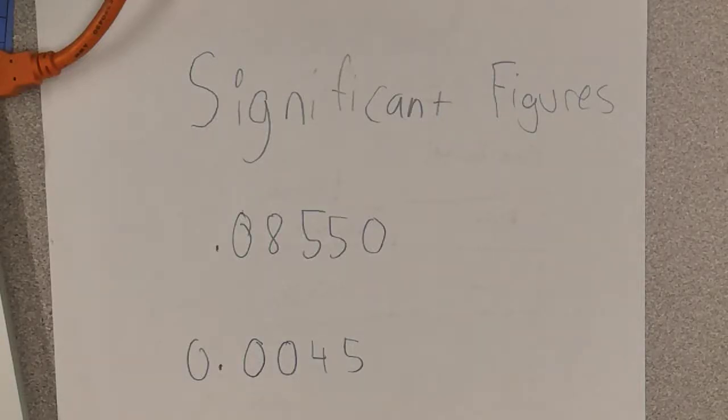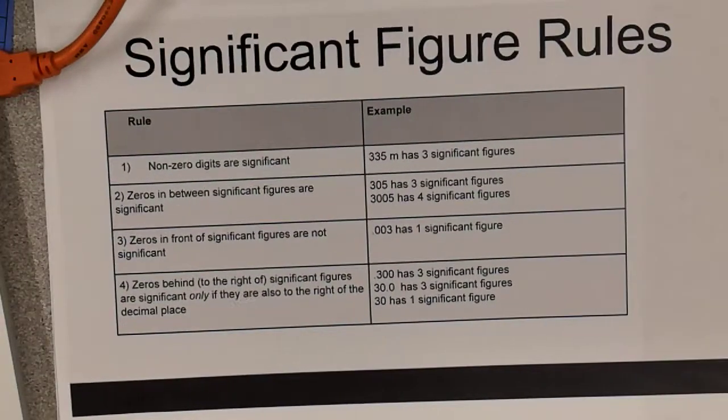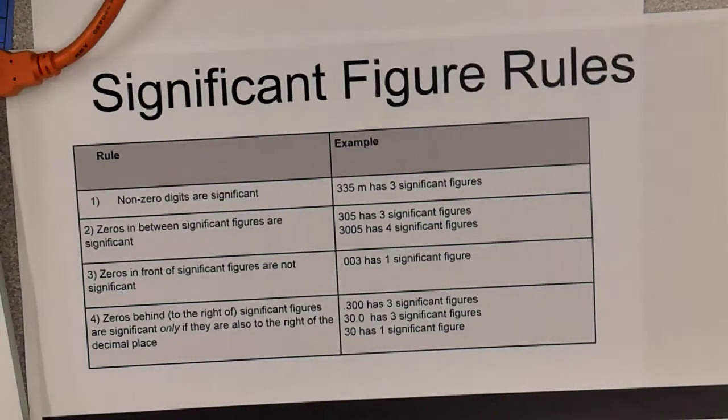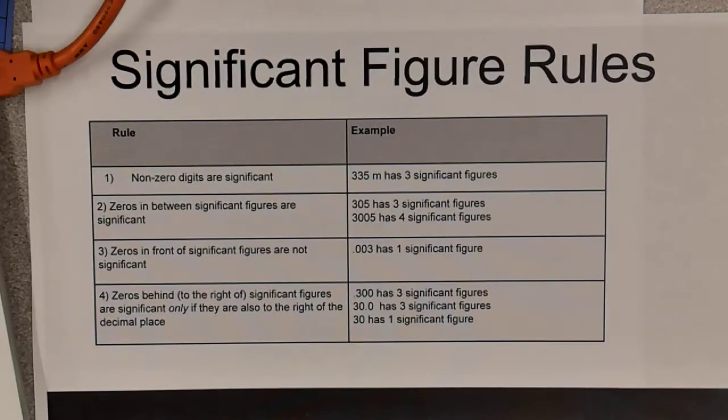So in this video, we're going to look at how you find the number of significant figures in a number. So here are the rules right here. Simplified it to 4 rules. Rule number 1, non-zero digits are always significant. So 335, these are all non-zero digits.